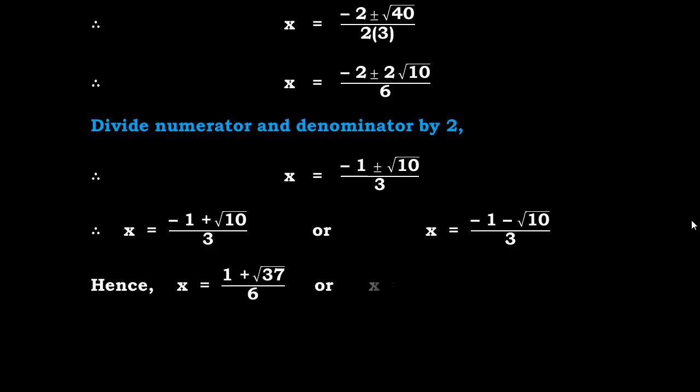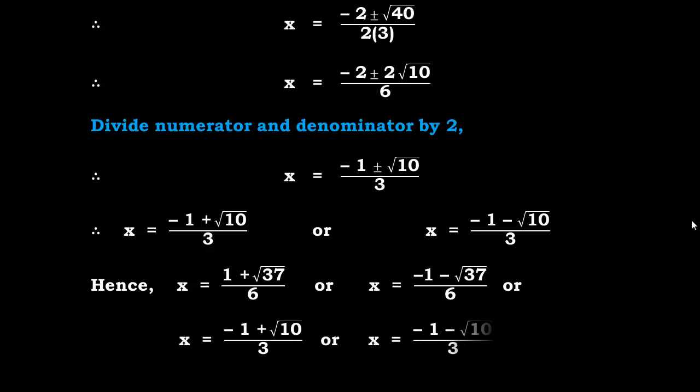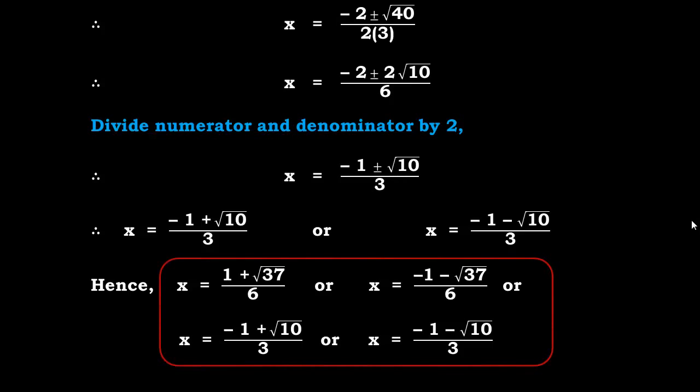In this way we have 4 values of x. X is equal to minus 1 plus root 37 upon 6, or x is equal to minus 1 minus root 37 upon 6, or x is equal to minus 1 plus root 10 upon 3, or x is equal to minus 1 minus root 10 upon 3. In this way we have 4 values of x.